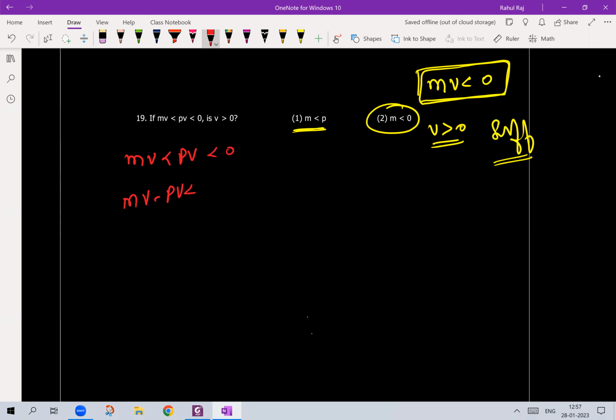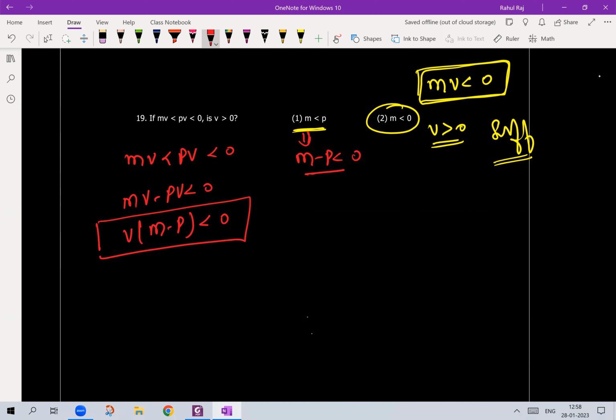If you can come to this conclusion, the entire question is a one-second question. What does option number 1 say? M minus P is less than 0. Simple logic. And what is this? V into M minus P is less than 0. Now see here, it is given in the information that V into M minus P is less than 0. I know that M minus P is a negative value, from statement number 1. So V has to be positive. Sufficient. This is a way you can solve this question by using the information.